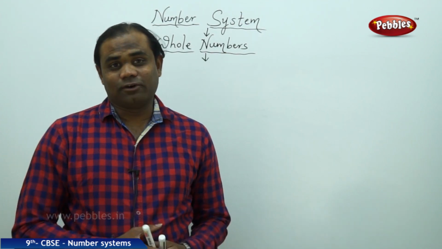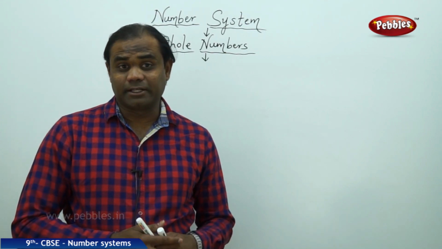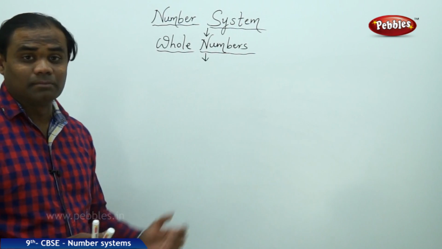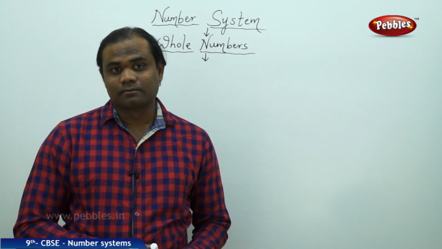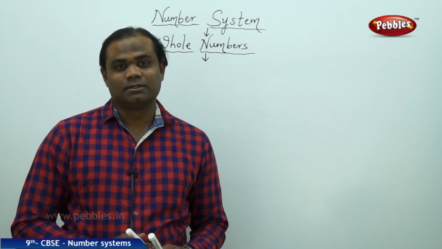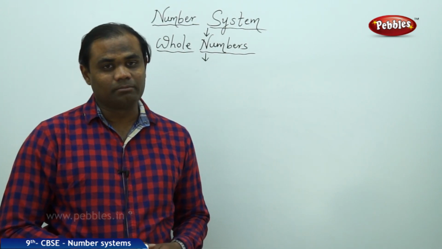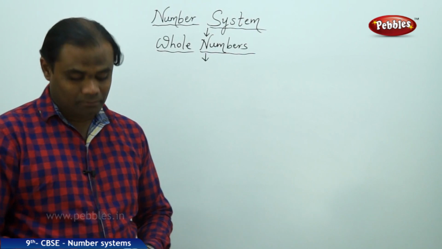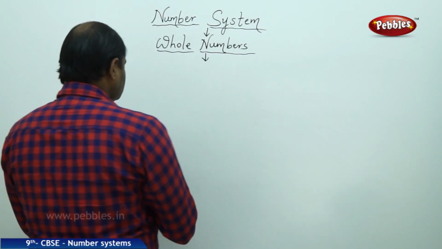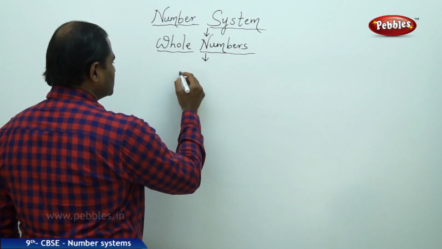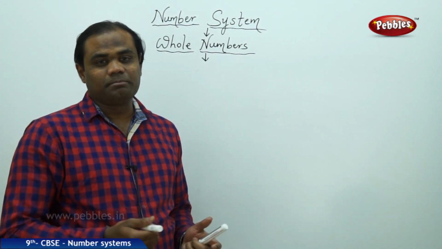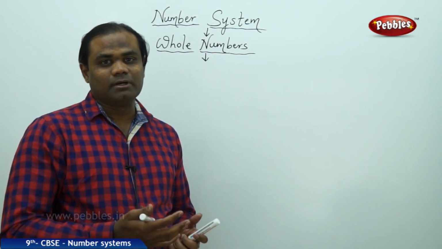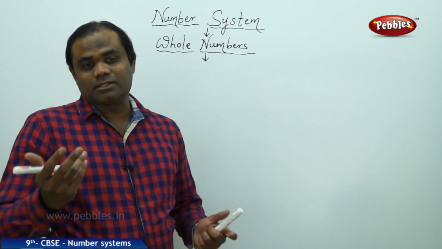The next set of numbers in the branch of mathematics is the whole numbers, continued from the set of natural numbers. So what are whole numbers? Let's discuss whole numbers in this section. Whole numbers are the numbers which start from 0. It's very simple because every natural number along with a 0 is a whole number.